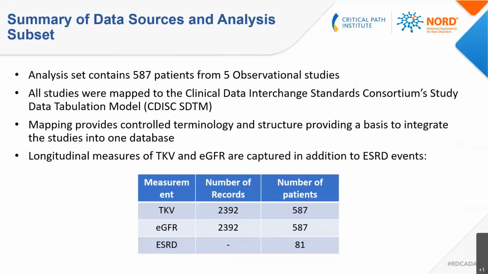This subset contained 587 patients, just shy of 2,400 total longitudinal records. The key thing here is that the longitudinal measures of total kidney volume and estimated glomerular filtration rate are captured in addition to the end-stage renal disease events. So this serves as the basis for which we're actually going to carry out the modeling.